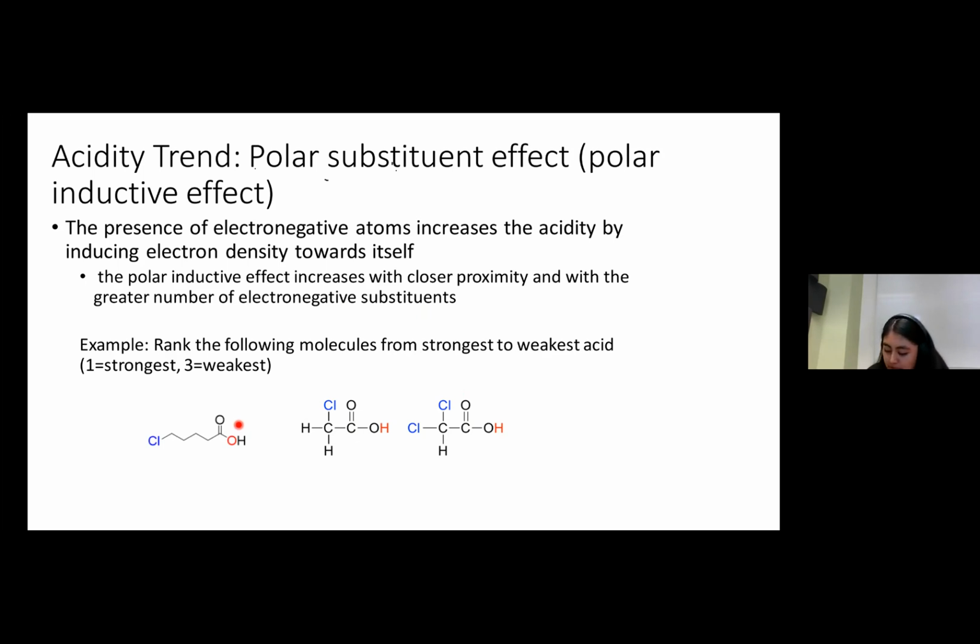So now that I've mentioned that, if we do this example, we're ranking the molecules again from strongest to weakest, where 1 is the strongest and 3 is the weakest. Which of these is going to be the strongest acid?